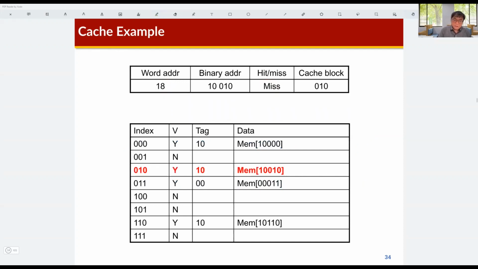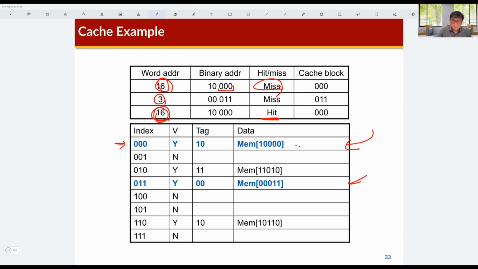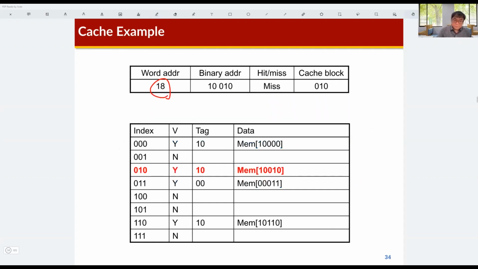And then how about the 18? So what's the problem? The word address 18 is requested by the processor. And if we translate this word address to the binary address, then this is the index number. This is the tag. So with this index number, we access the cache block.